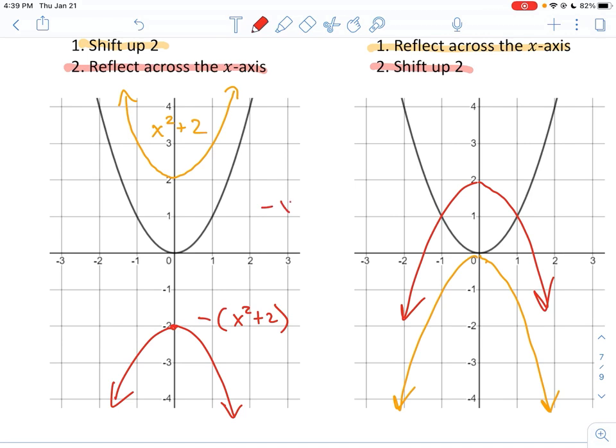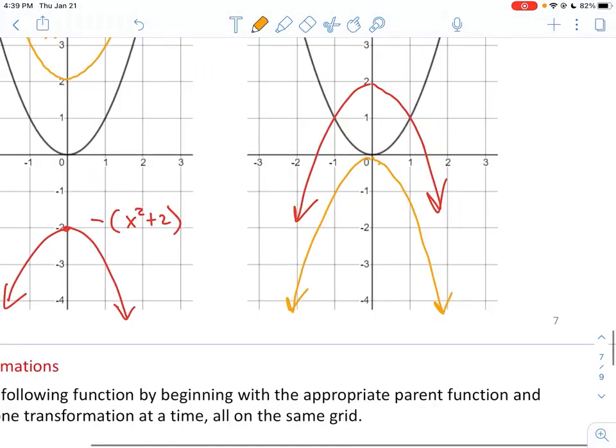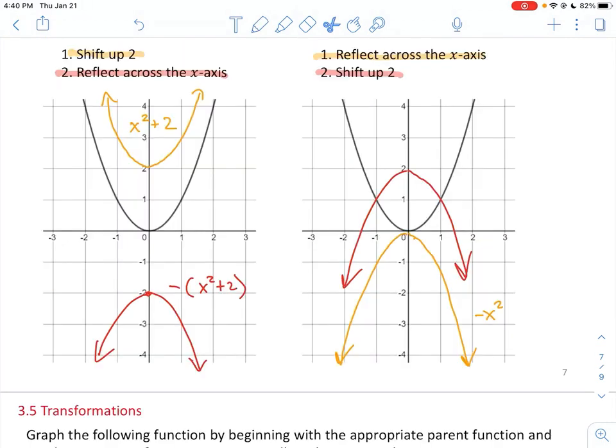Don't make the mistake of just throwing a negative lazily in the front and writing this. This is not the same thing as reflecting this across the x-axis. Over here, we started with x squared and we first reflected it. Negative x squared is what we did there. Then we took negative x squared and shifted it up 2. So the final graph here looked like this, negative x squared and then plus 2. So the two red graphs, here are their rules, and they are different, right? Negative x squared plus 2 is not the same thing as the negative of x squared plus 2.